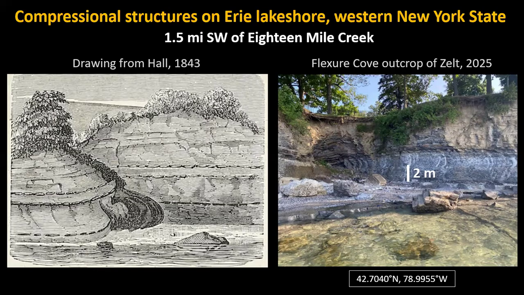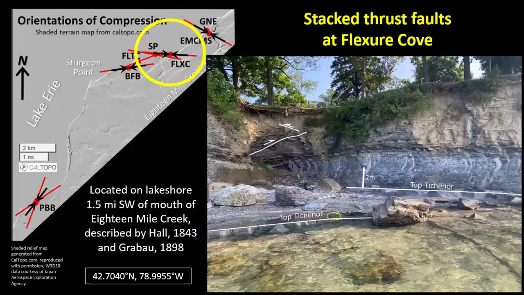This lakeshore outcrop is 1.5 miles southwest of the mouth of 18 Mile Creek, New York, which fits descriptions by Grabau and Hall. You can see that the Middle Devonian Tichenor limestone at lake level in the foreground rises about 4 feet from left to right. In the 1800s, they described a thrust fault at the Tichenor level. The area that would be faulted at the Tichenor level was covered when the structure was rediscovered last summer, so we can't verify that there's a thrust fault at that level.